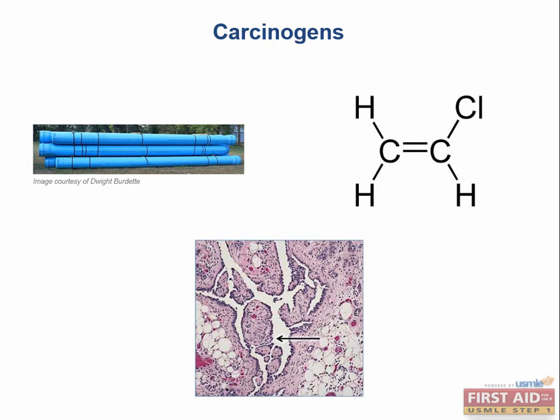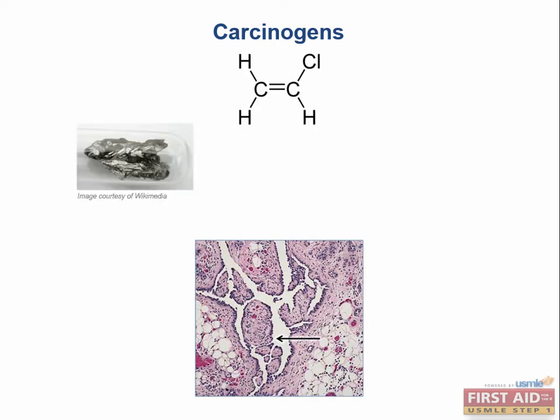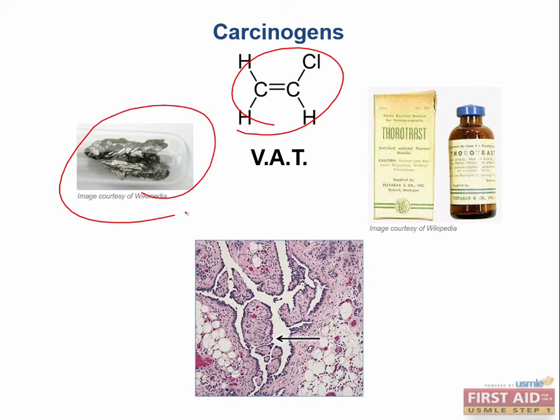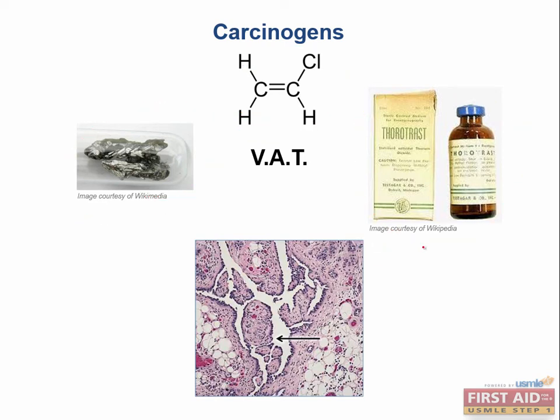And there's other carcinogens that cause this as well. And the mnemonic is VAT, V-A-T. So V stands for vinyl chloride. The A stands for arsenic. And the T stands for thorotrast. So here's vinyl chloride. Here's arsenic. And here's thorotrast. VAT causes angiosarcoma of the liver.